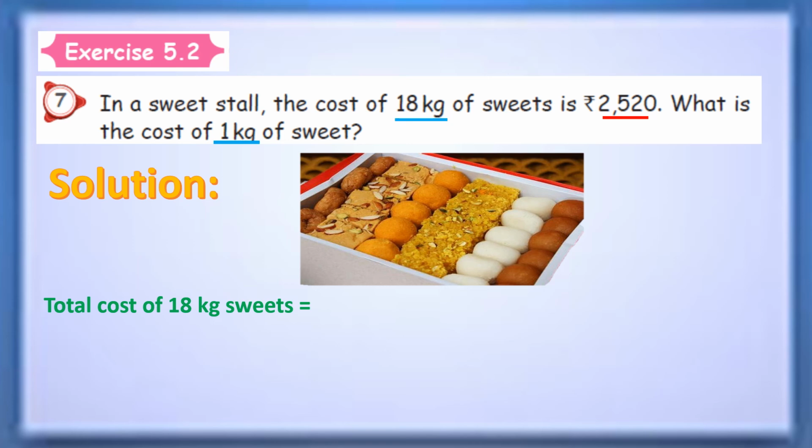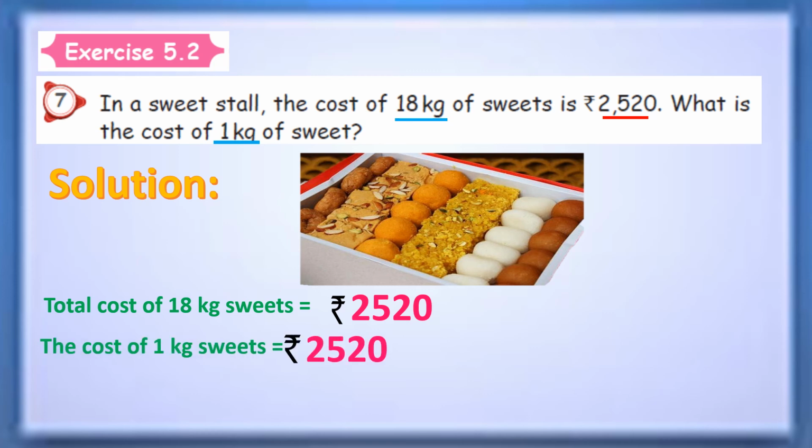Total cost of 18 kg of sweets is equal to rupees 2520, and cost of 1 kg of sweets is equal to amount divided by 18, right? Here I am going to do the direct cancellation method. And if you know the 18 times table very well, you can find out the answer here itself. So 18 one times and answer will be 140. But I am going to follow the two-step method here.